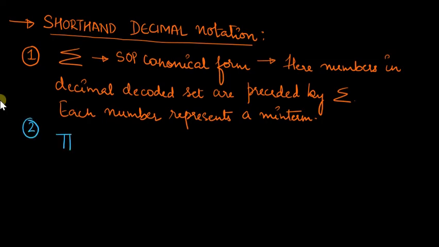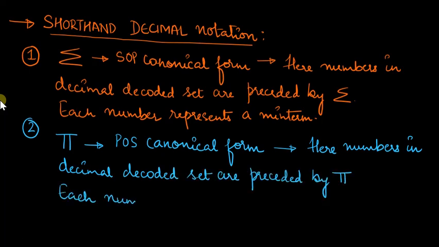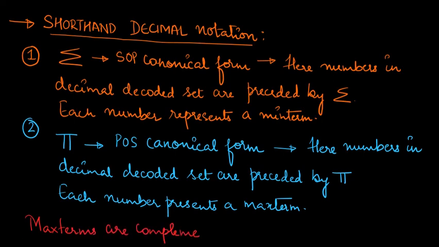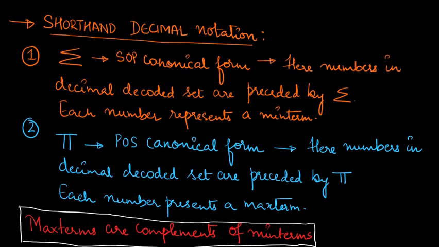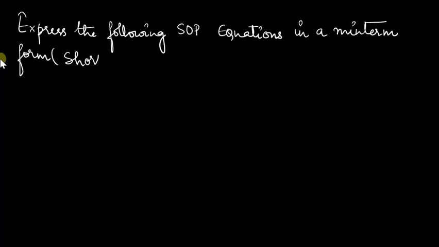The second one, that is the pi sign, indicates a POS canonical form, and the decimal numbers listed in a POS set indicate the maxterms. What is important to be remembered here is the maxterms are the complement of the minterms. Now we will try to solve some numericals wherein we will try to represent the SOP equations in a minterm form or the shorthand decimal notation.